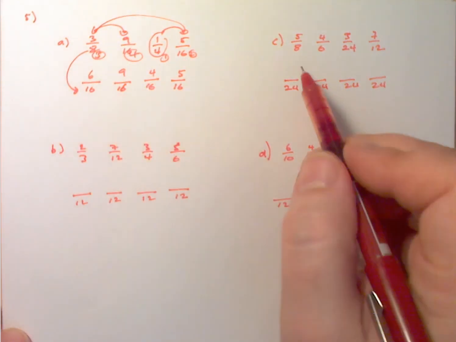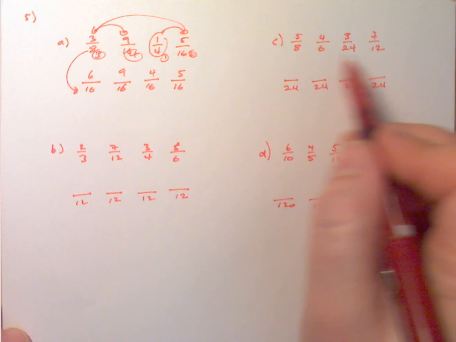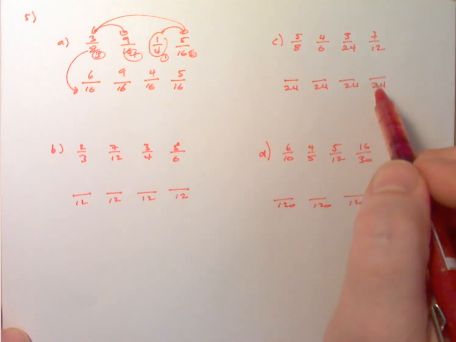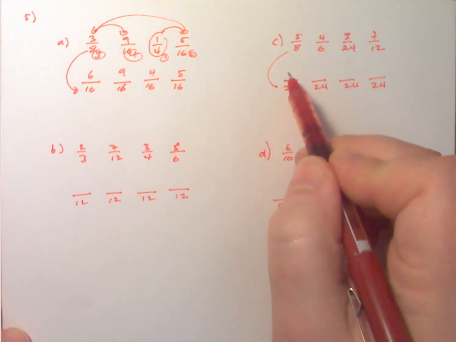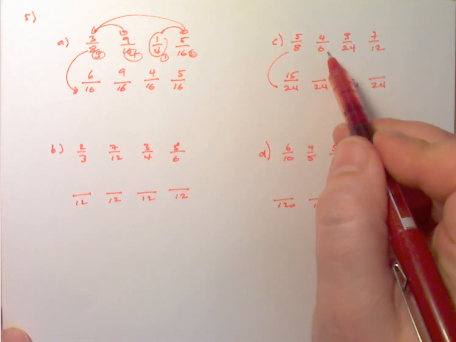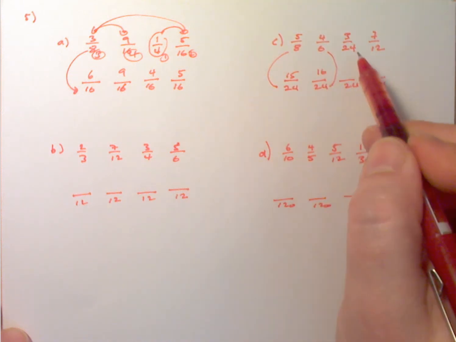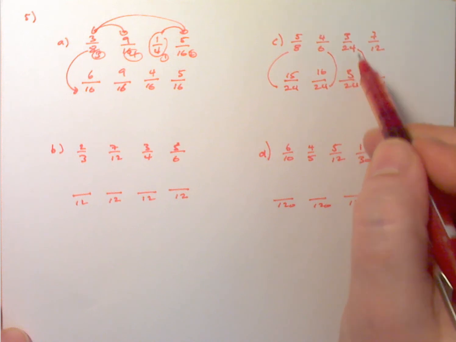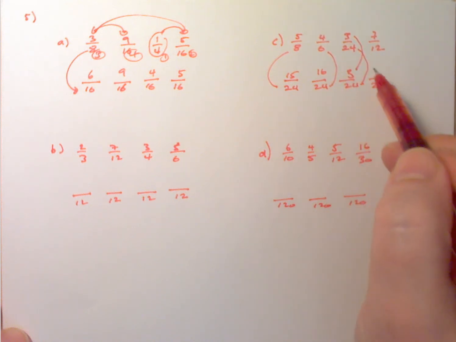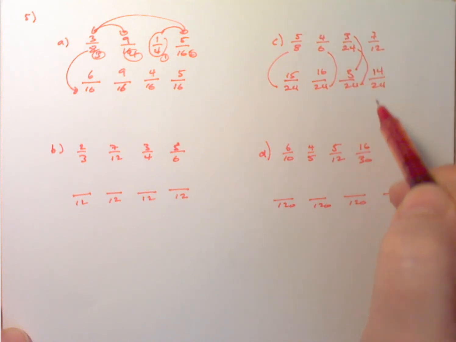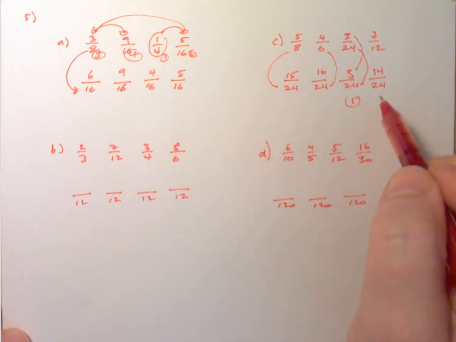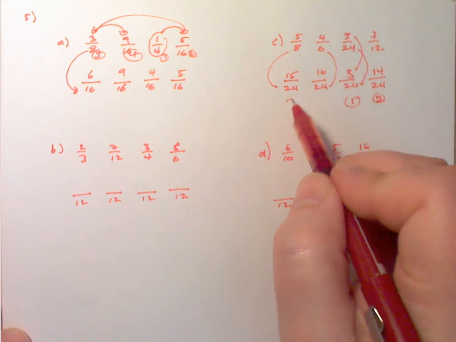Going over to here, then using the same technique, lowest common denominator, well, not necessarily the lowest common denominator, is 24. And so this has been tripled, so that becomes 15. This has been quadrupled, so that becomes 16. And that, nothing's happened to that, so that's just 3. And this has been doubled, so that's 14. And now you can see that that's the smallest, followed by this one, followed by this one, followed by this one.